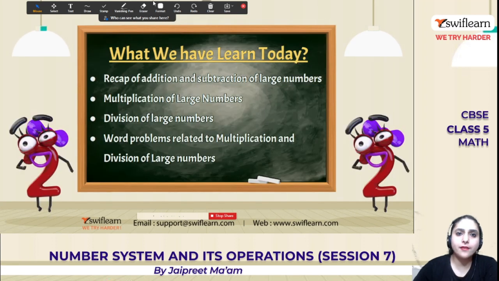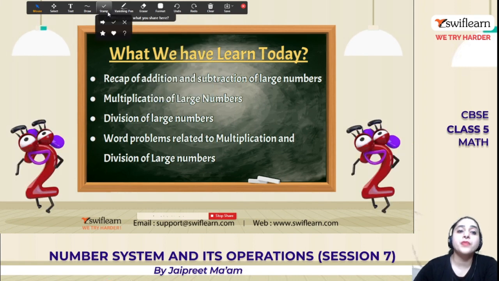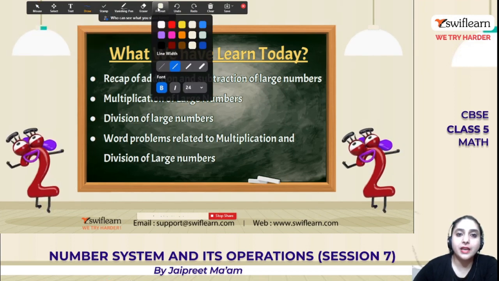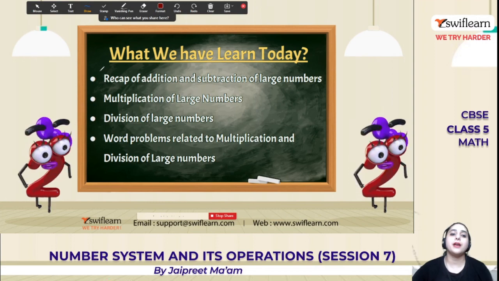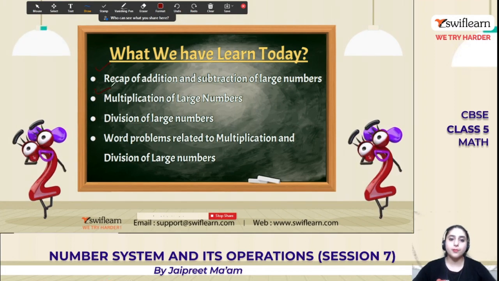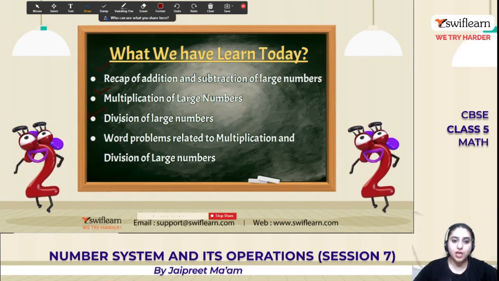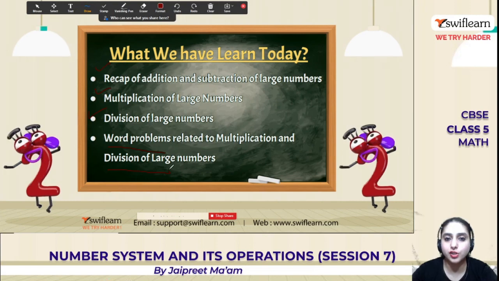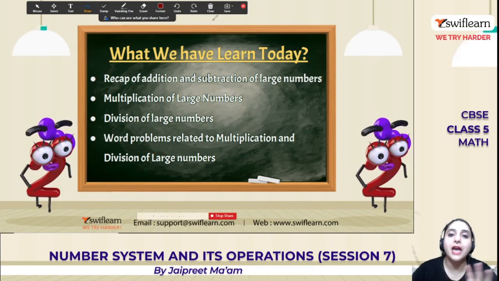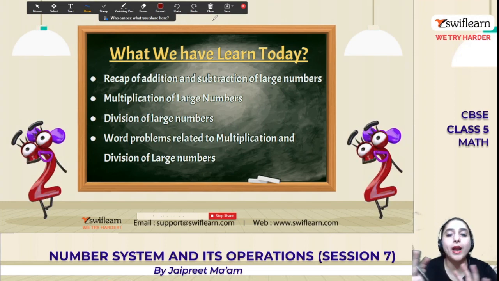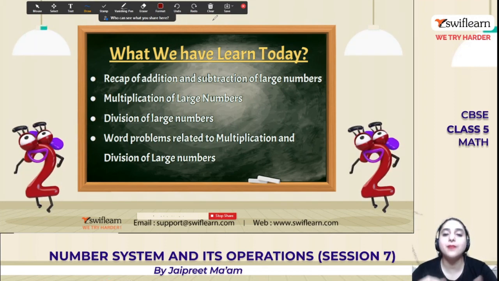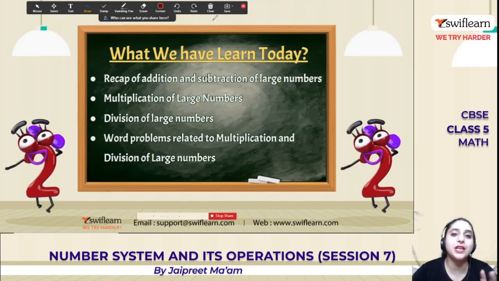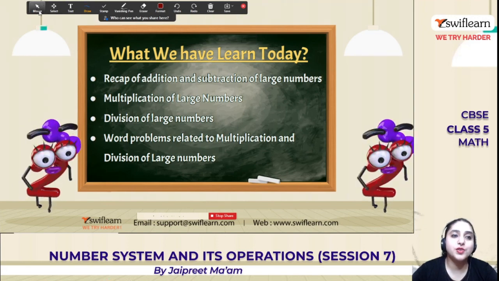So what we have learned today: we have done the revision of addition and subtraction. Then we have done multiplication. We have learned how to do multiplication of large numbers. We have also learned division of large numbers, and word problems related to the multiplication and division of large numbers. We have done so many things, and a few things we have to keep in mind. While doing multiplication and division by base numbers like 100 and 1000, that is much easier. We can do it in only one step.